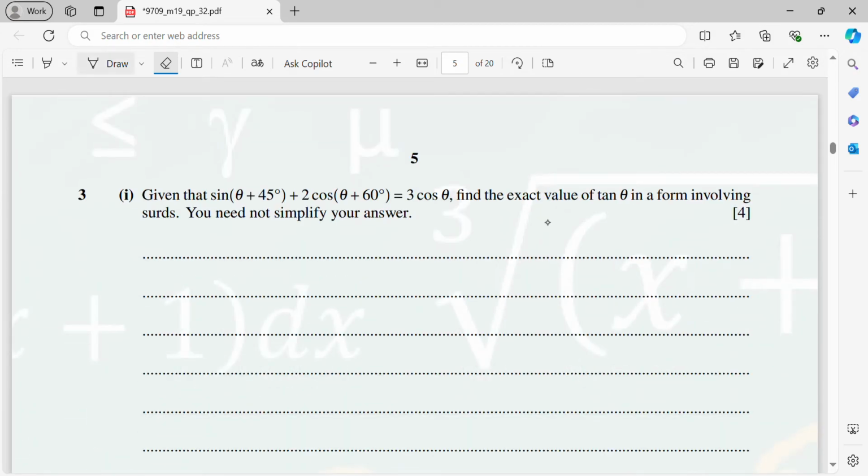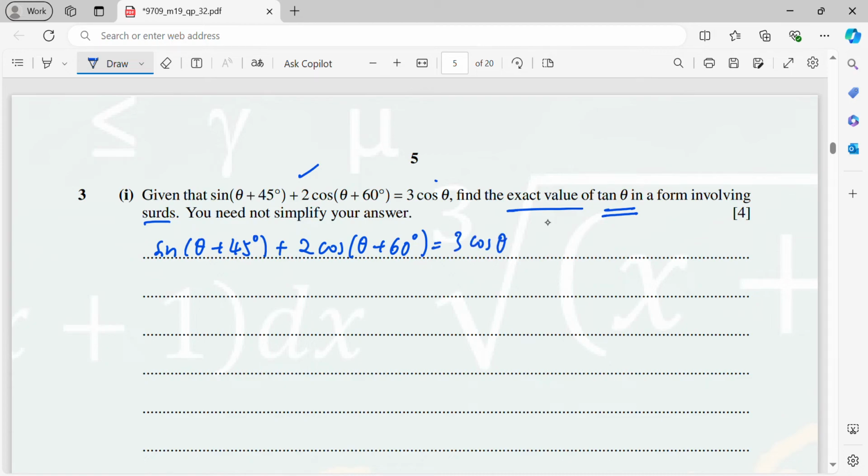Now, question 3, first part, show that sine theta plus 45 degrees plus 2 cos theta plus 60 degrees is 3 cos theta. Find the exact value of tangent theta in the form involving surds. You need not simplify your answer. Okay, now for sine theta plus 45 degrees plus 2 cos theta plus 60 degrees equals to 3 cos theta.